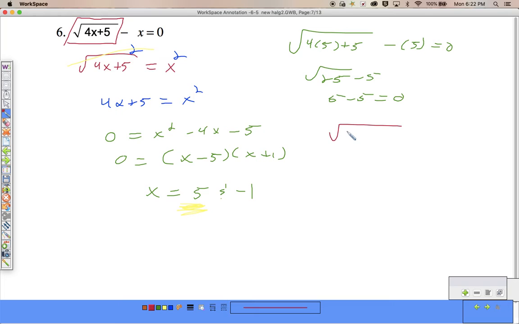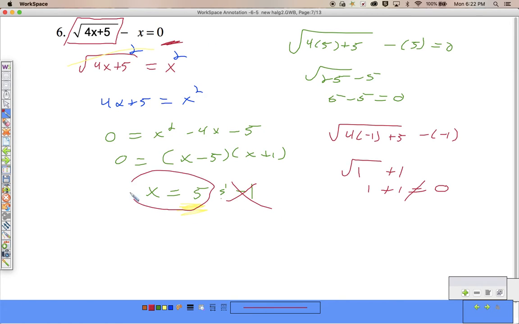Negative 1. So I do 4 times negative 1 plus 5 underneath the square root, minus my negative 1. That's going to be the square root of 1 plus 1, which is 1 plus 1, which is not 0. And that's what it should be. So I'm going to get rid of that answer of negative 1, and the only answer I'm going to get is 5. That's the importance of checking your answers.